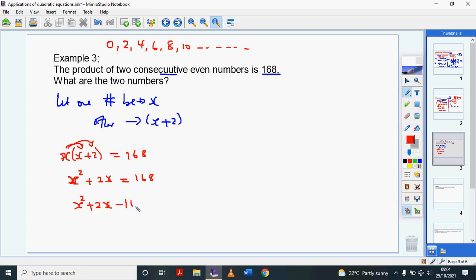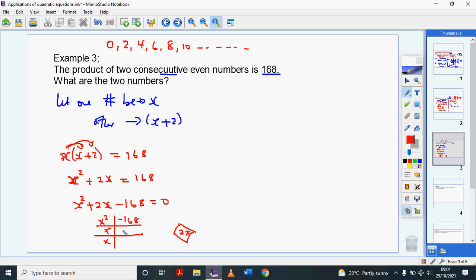x squared plus 2x minus 168 is equal to 0. And I'll draw my puzzle. This has to be x squared. This is minus 168. And I want them to equal 2x. So the factors are x and x. And what two numbers are multiplied to get 168?